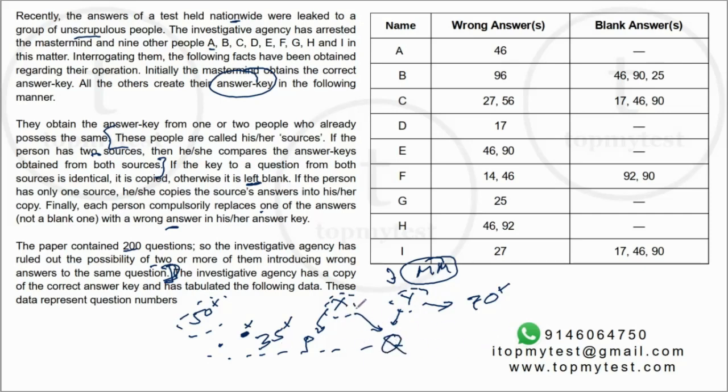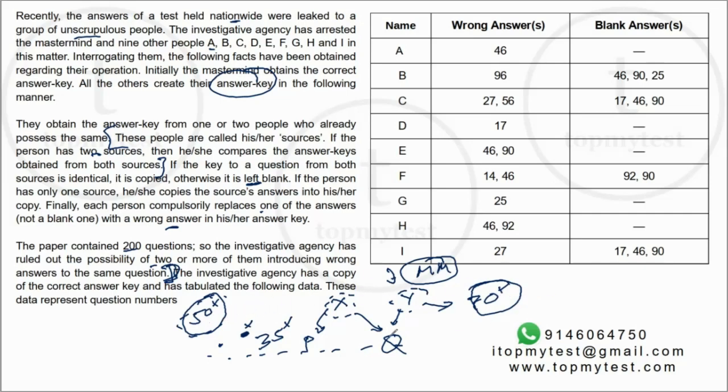If somebody borrows from X and Y both, he will have a mismatch for question number 50 and for question number 70. Because X has marked 50 wrong and Y would have marked it right, whereas Y would have marked 70 wrong and X would have marked it right. So the answer keys for question number 50 and 70 will not match.